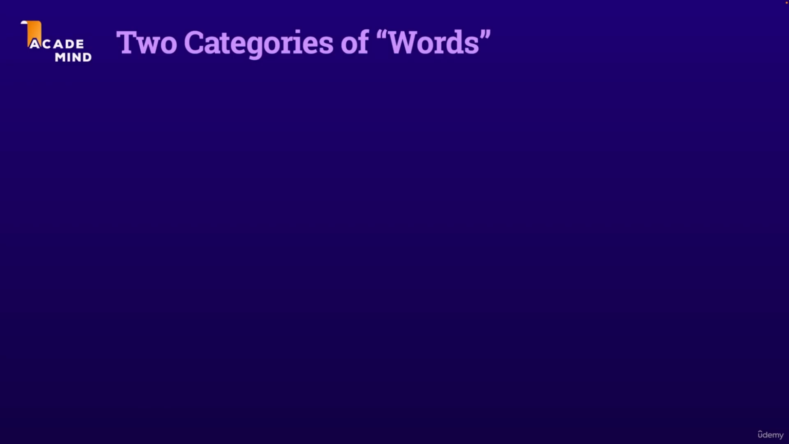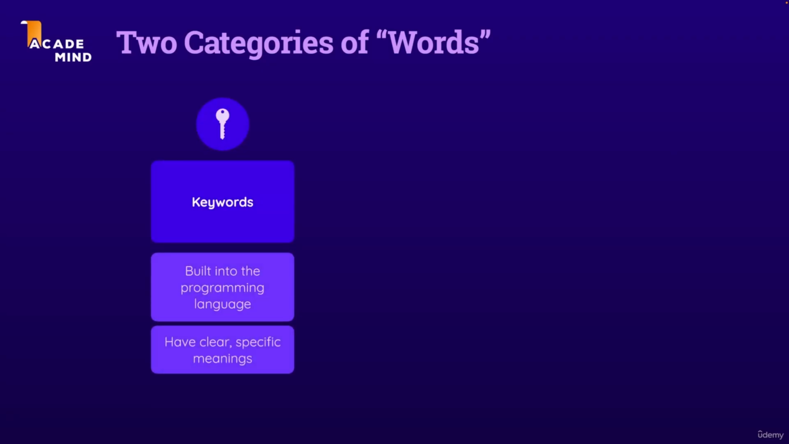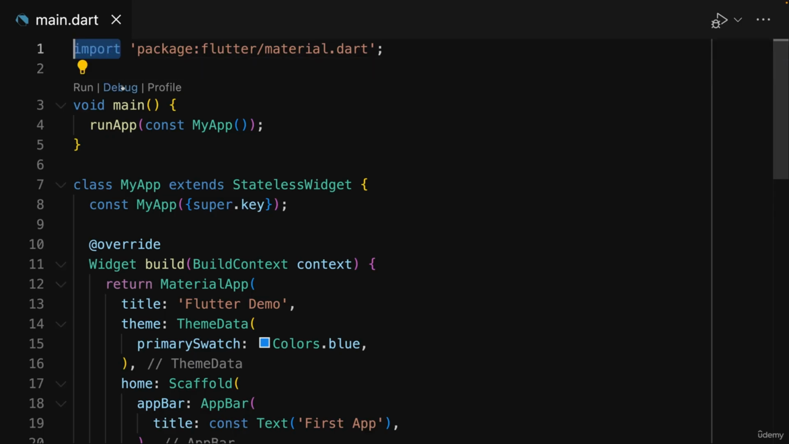The first category are so-called keywords, words that are built into a language that do or trigger very specific things in that language. For example, import would be a keyword built into Dart, which in the end connects this file to another file, but that's not too important.